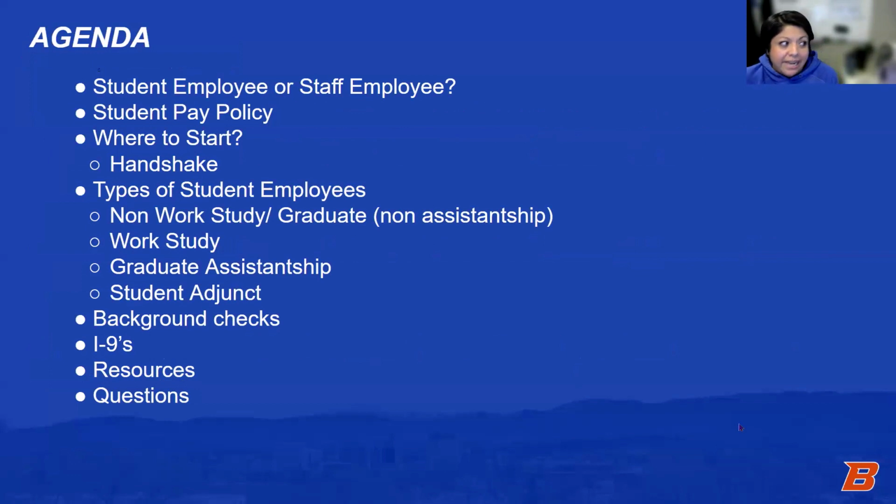For our agenda today, we're going to talk about student employees versus staff employees, student pay policy. Then we'll go into where to start, and we'll hear from the Career Center with Handshake, and types of student employees. We'll hear from the Grad College and Financial Aid about work study, and then we'll talk about some background checks, I-9s, and some various resources available to you as well.